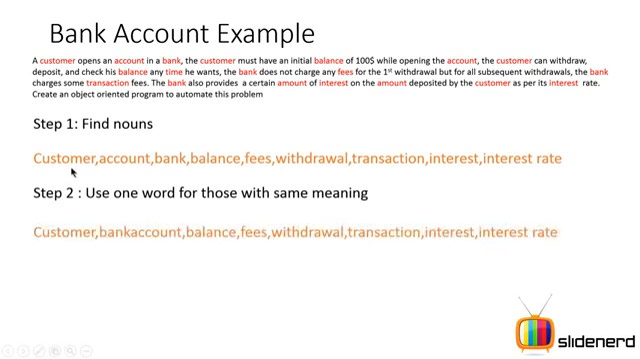So here if you notice, there is customer, account, bank, balance, fees, withdrawal, transaction, interest rate, and almost the same thing is over here. But if you guys notice, you're probably gonna say that, hey, there is interest over here, there is interest rate over here, aren't they the same thing? Well, this interest talks about the amount or money that interest is generated for the given deposit, and this interest rate is how much percentage interest you're going to calculate for a given deposit. So they are actually separate things over here, so let me keep them as it is.